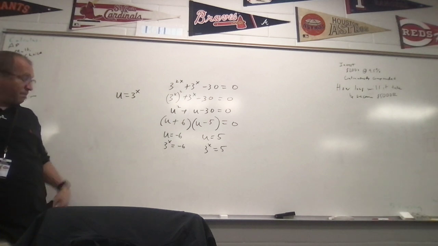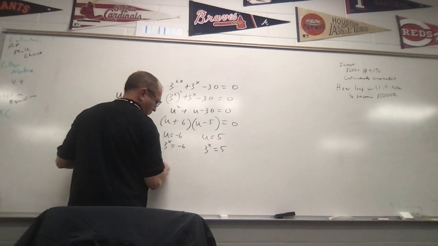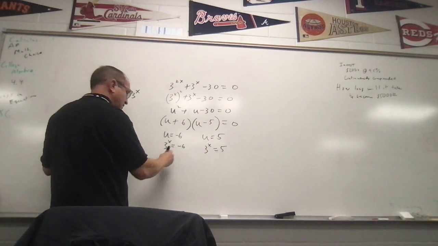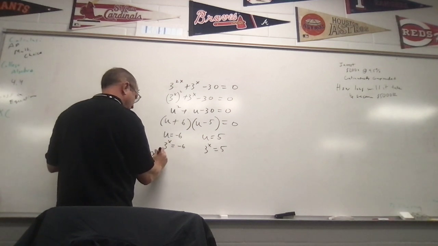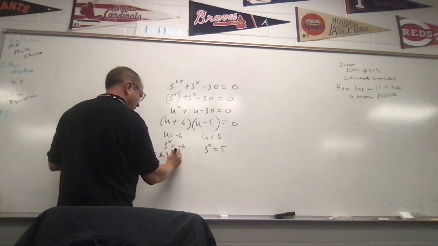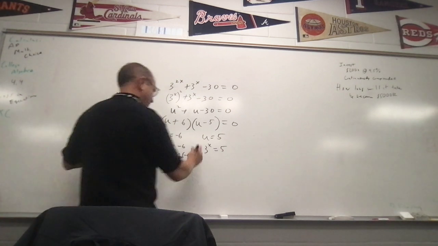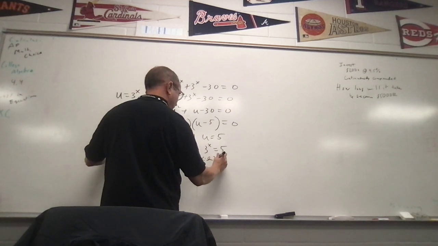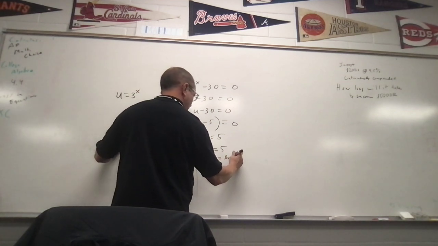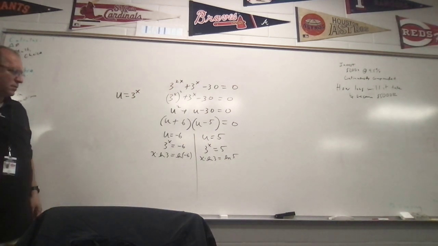All right, well now, I'm going to take the natural log of both sides so I can pull the x to the front. So I've got x times the natural log of 3 equals the natural log of negative 6. And here I have x times the natural log of 3 equals the natural log of 5. Are we okay here?